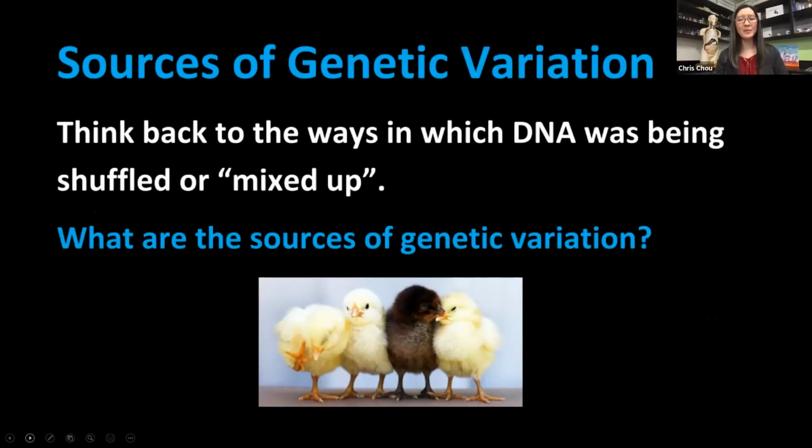Okay, so this is just for you guys to think about and talk about with your students: sources of genetic variation. So we have the crossing over, we have the alignment of homologous chromosomes, random alignment, and then independent assortment happening. And then of course, when sperm and egg recombine together.